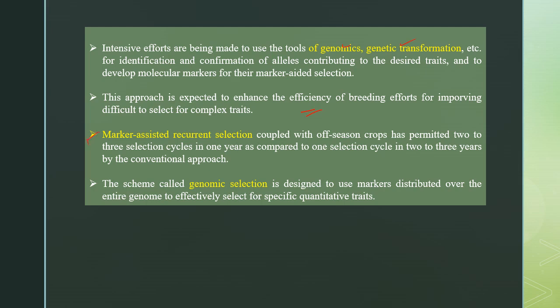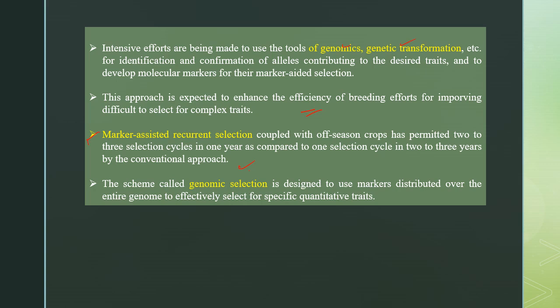Marker assisted recurrent selection, coupled with off-season nurseries, has permitted 2 to 3 selection cycles in 1 year. That means we can select our desired line or plant by seeing their DNA. Okay, so we need not grow them for a full season. So we can go for 2 to 3 selection cycles in 1 year, whereas in the conventional approach, we need one selection cycle in 2 to 3 years, which is very difficult.